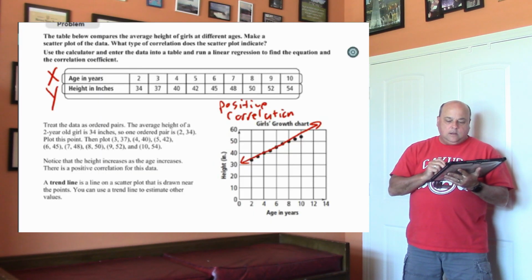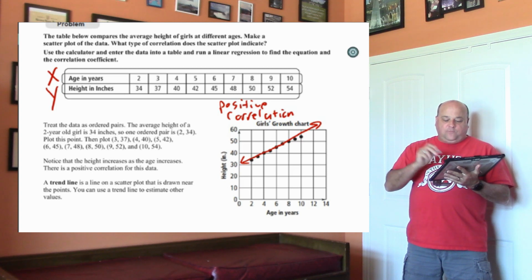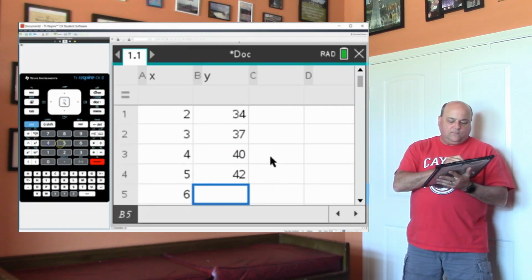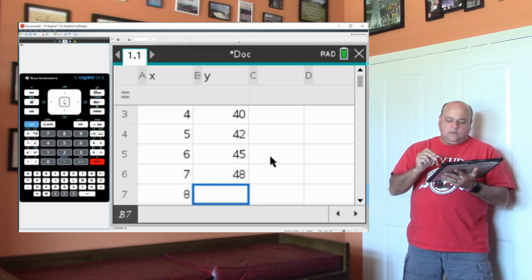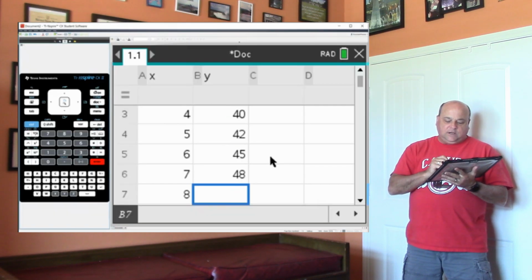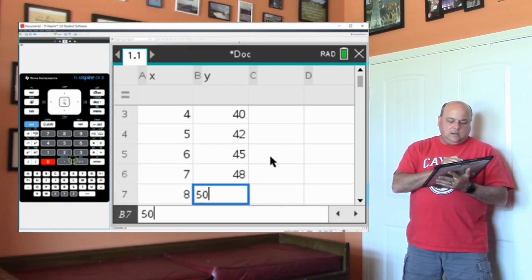I'm going to go back. And then I got 42, 45, 48. 42, enter. 45, enter. 48, enter. And then I have 2 more, 50, 52, 54. 50, 52, 54. So 50, enter. 52, enter.